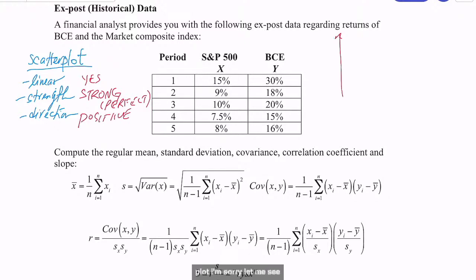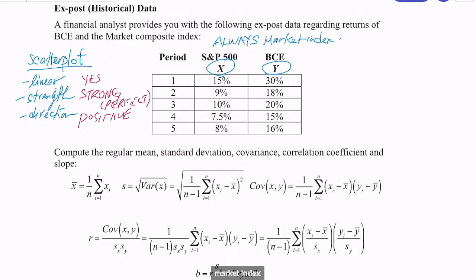The plot, I'm sorry, let me see. So how would we plot these? So you probably had to think, well, which one do I put X and Y? I actually told you which one to make X and Y. And it turns out always, always, always in finance, at least in this class, market index is explanatory. We're going to use the market performance to predict stock return.